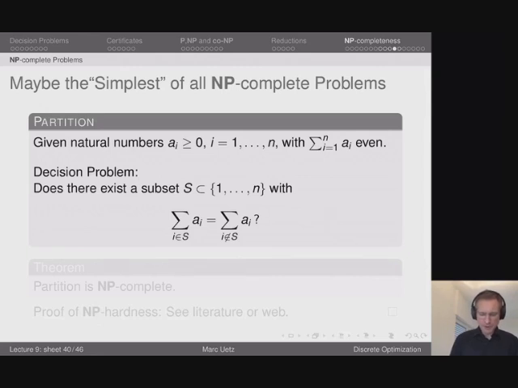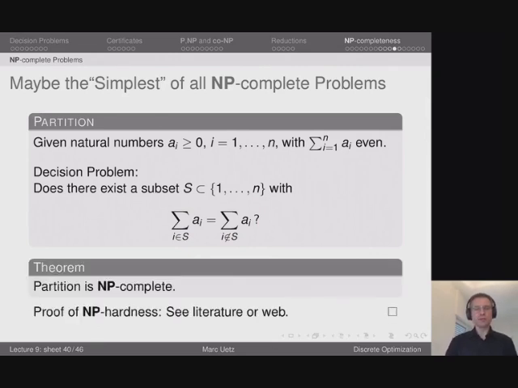In the partition problem, we are given a list of natural numbers, non-negative integers, a1 up to an, and say the sum of them is even. I'm just asking if I can partition these natural numbers into two sets, S and complement S, such that their sums are equal. So that's a very, very simple number theoretic problem, yet this partition problem is already NP-complete.